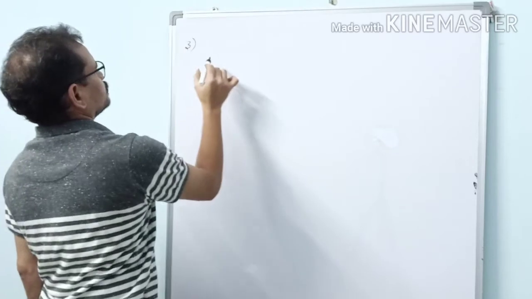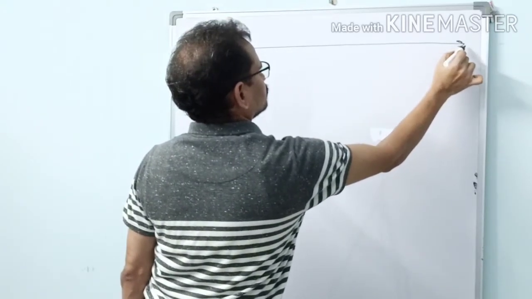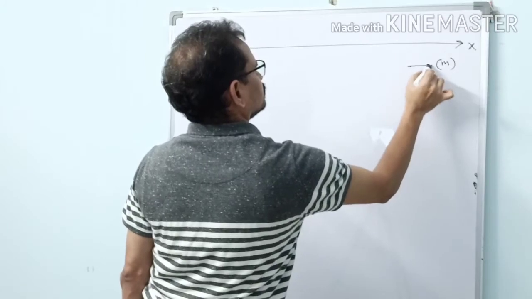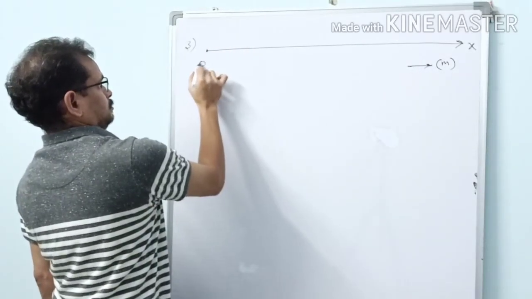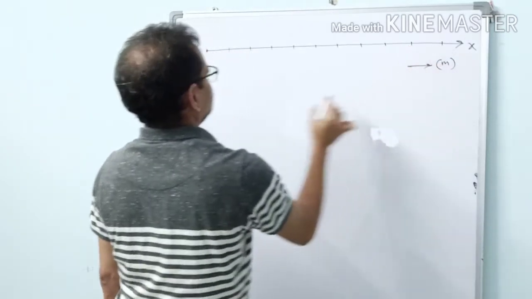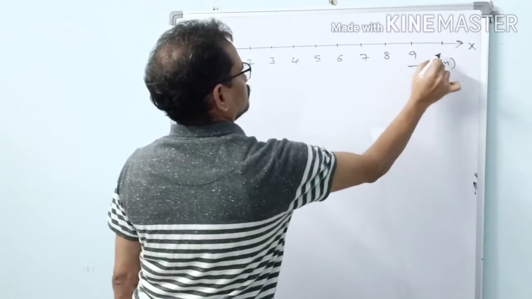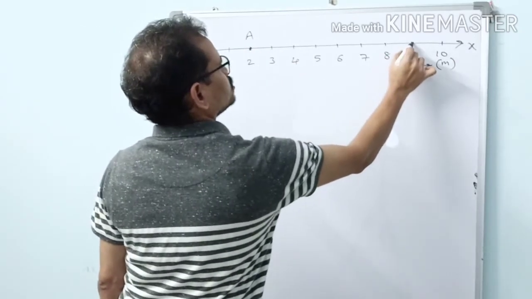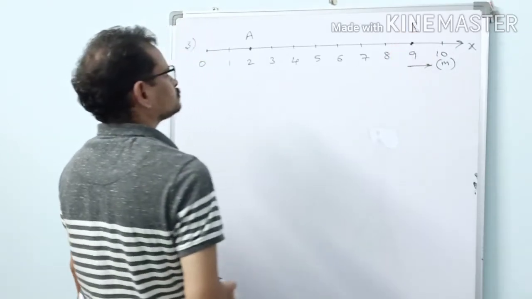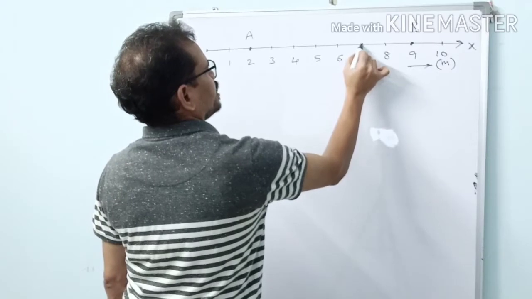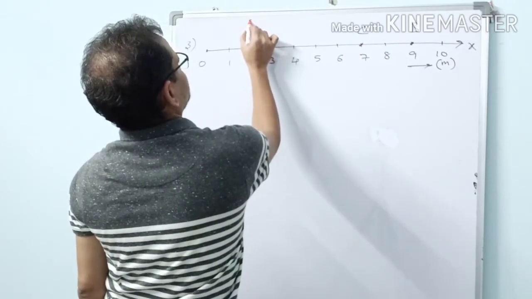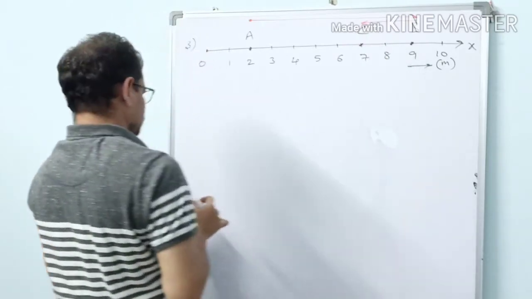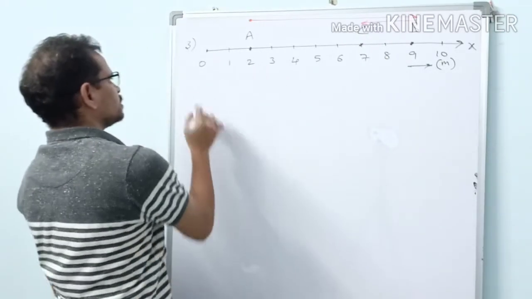Next, the third one. X-axis. Let us choose this point as A, this point as B and this point as C. Let us suppose that a particle starts its journey at position A, reaches B, and again from B it reaches position C. Now let us find out the distance and displacement in this case.